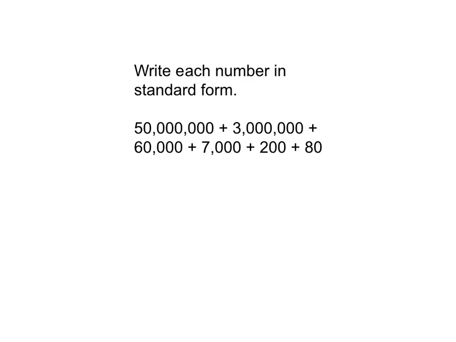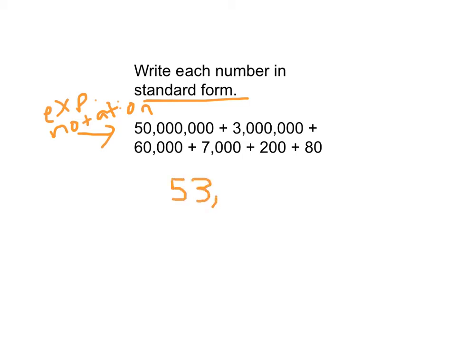Given another problem, it says write each number in standard form. Right now, the way that it is given to us, this here is expanded notation. And then we're asked to write it back again in standard form. That's just those numbers. So we start with the millions period. It says 50 million, and we also have 3 million there. So we'll put a 5, 3 for the millions period.